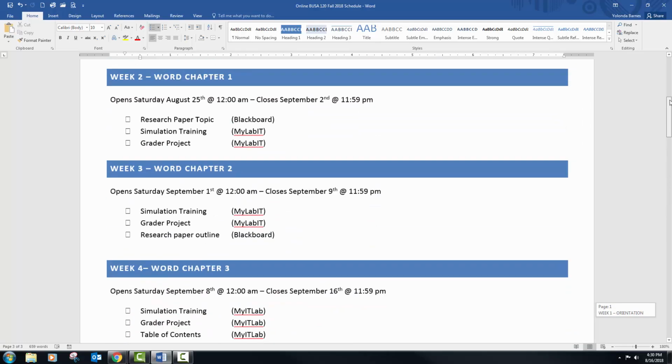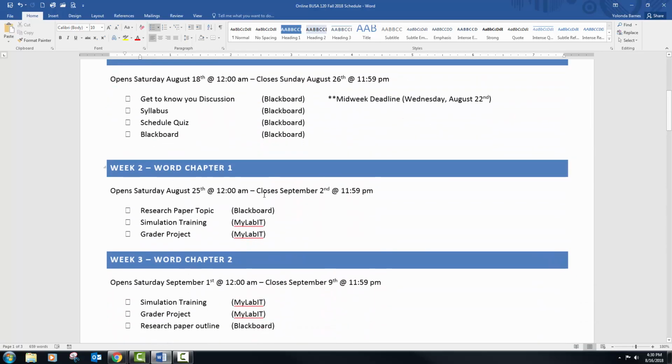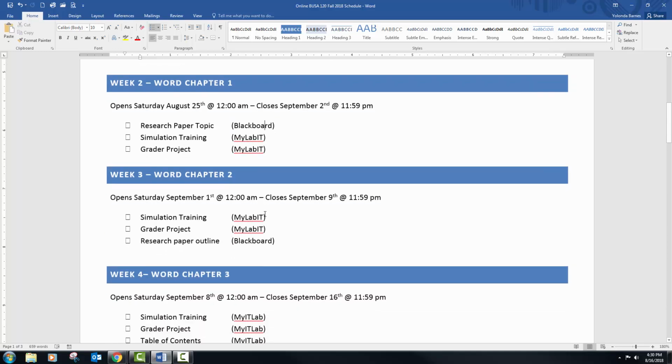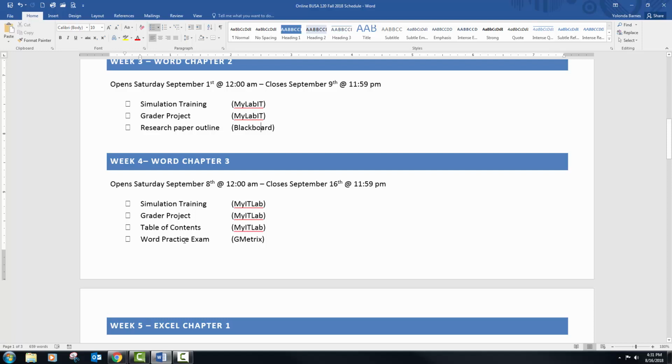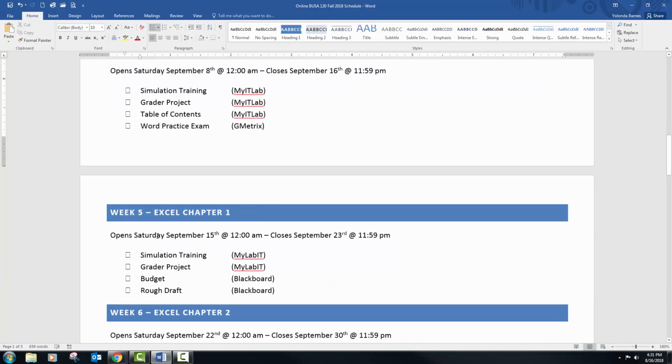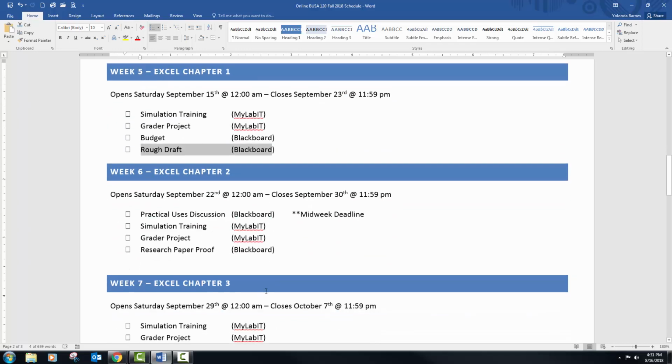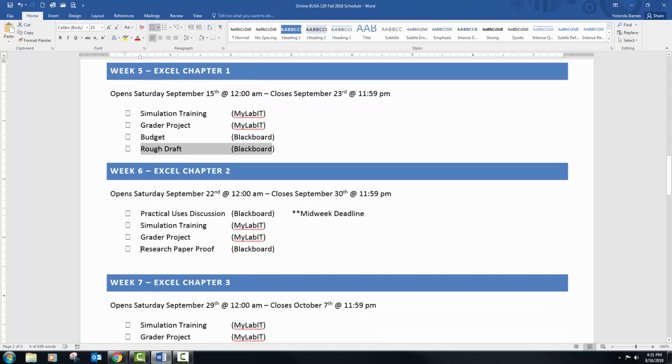For the paper, it's pretty easy, and what I mean by that is that even though the paper has to be X amount of pages, I've divided it up. So week 2, you're going to pick your topic, and you're going to post that in a discussion board in Blackboard. Then the following week, you're going to do an outline, and then you are going to be working on it, and then you're going to, by week 5, submit a rough draft of that. And then you're going to be paired up with a partner, and someone's going to proof it.